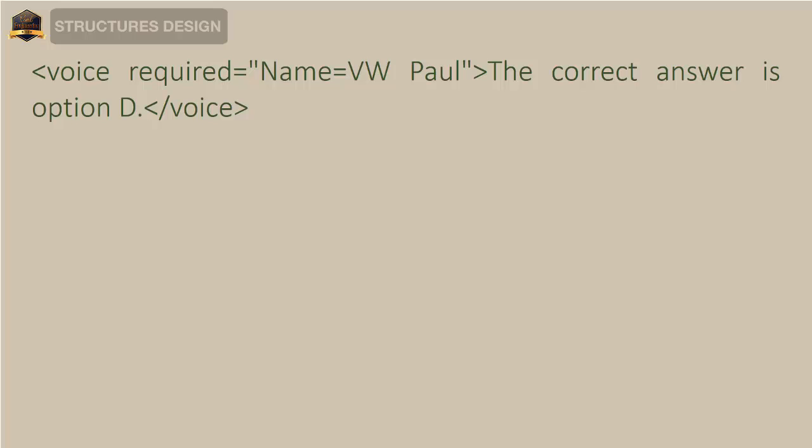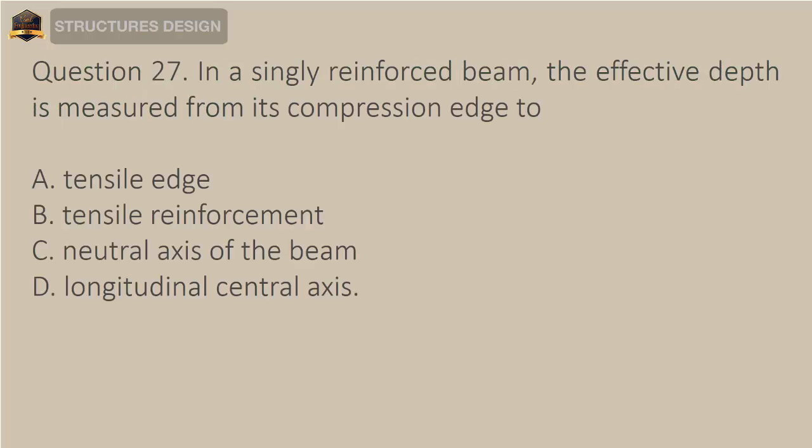Question 27. In a singly reinforced beam, the effective depth is measured from its compression edge to A. Tensile edge, B. Tensile reinforcement, C. Neutral axis of the beam, D. Longitudinal central axis. The correct answer is option B.